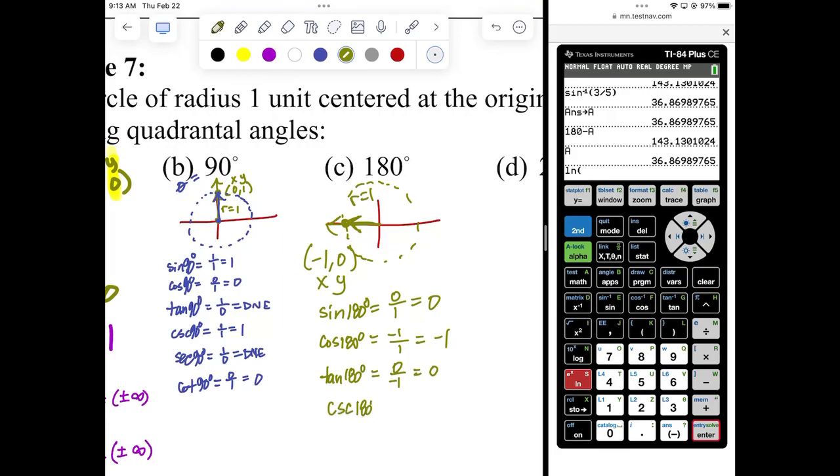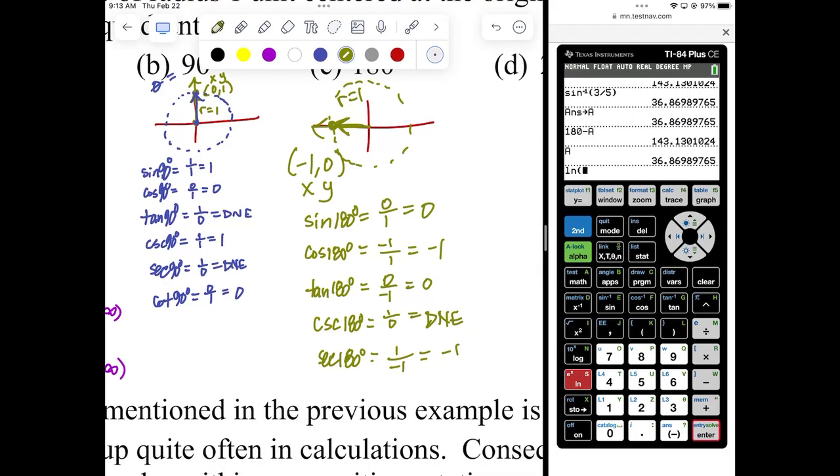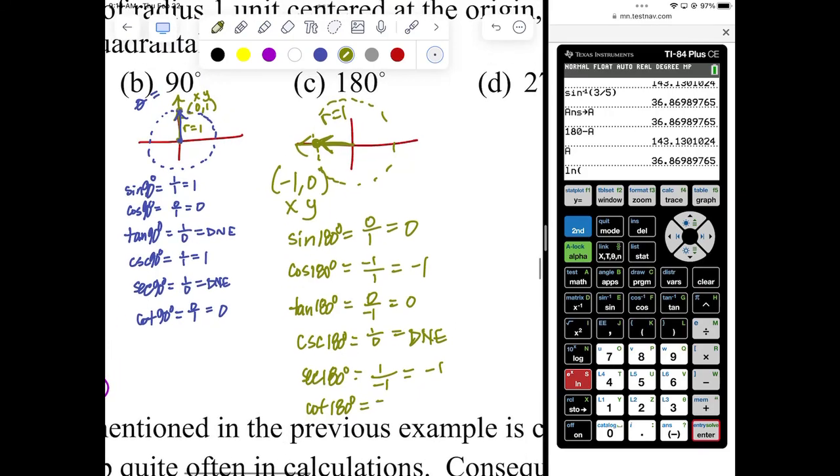Cosecant of 180 degrees, that's r over y. So that's 1 over 0, which is what? DNE. What is secant of 180 degrees? Well, that's r over x. That's 1 over -1, which is -1. Yep. And what is cotangent of 180? X over y, which is negative 1 over 0, which is DNE.